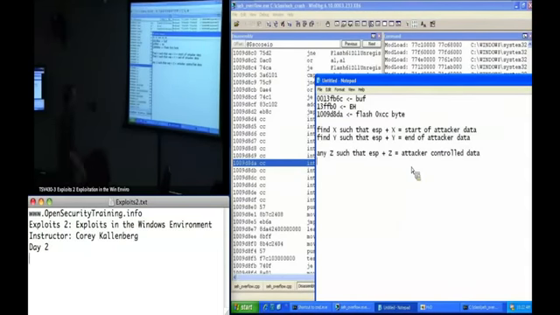I'm curious who has the answer to these questions. This is the easiest question: just any Z such that ESP plus Z equals attacker control data. And then the harder questions are what are X and Y, so these are taking the absolute limits of the attacker control data. Does anyone have an answer yet? So these are the questions you should be asking yourself.